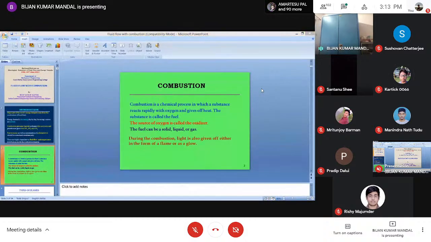Okay, so that is about the fuel, which is the combustible material, and the source of the oxygen is normally air. The fuel can be, as I told you, solid, gas, or liquid, and sometimes light is also given off, either in the form of flame or a glow.